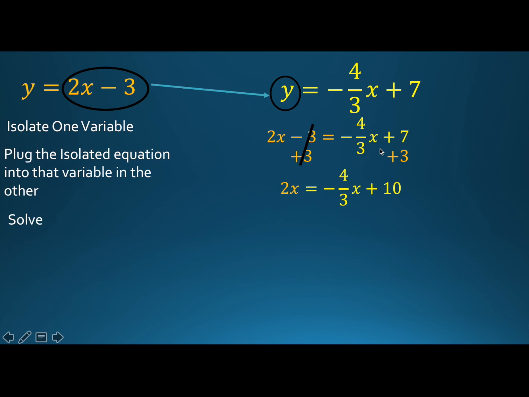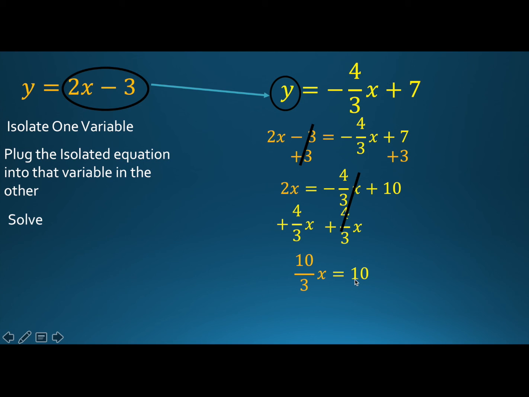Now we have 2x equals negative 4/3 x plus 10. We want to combine the x's by adding 4/3 x to both sides. Now, you could subtract 2x over, but then you have to move the whole thing back to the left side, so it's easier just to add 4/3 x. These cancel out. 2 plus 4/3 equals 10/3 x, which equals 10.